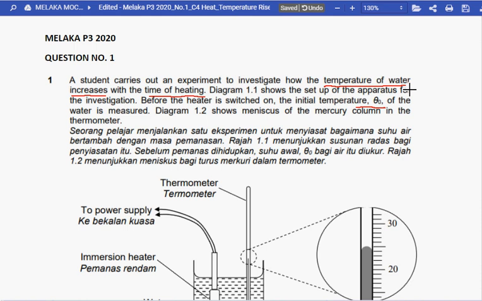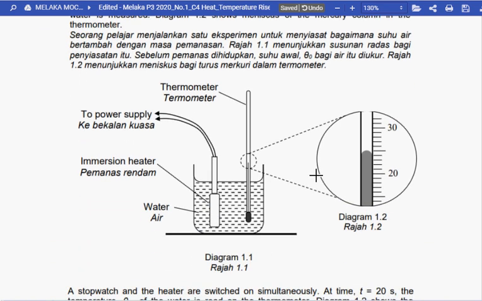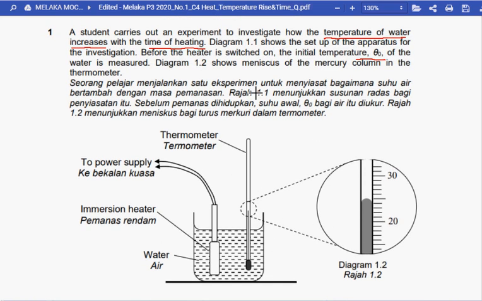Now we look at the question. This is the diagram showing the apparatus set up. We have water in a beaker, the heater is connected to the power supply, and there is a thermometer there, showing the meniscus. 1.2 shows the meniscus of the mercury column in the thermometer.